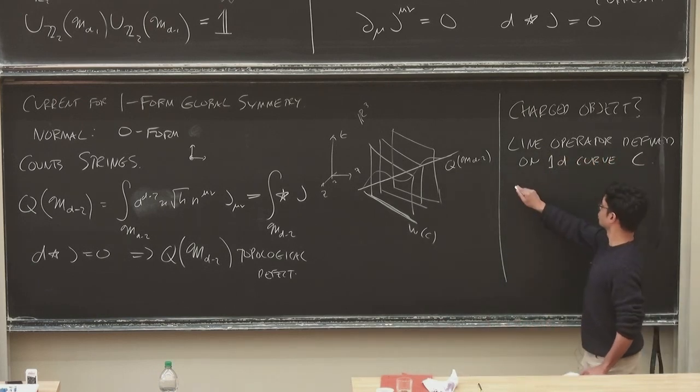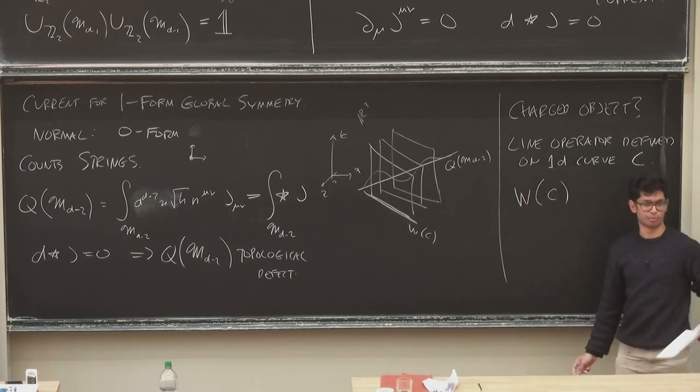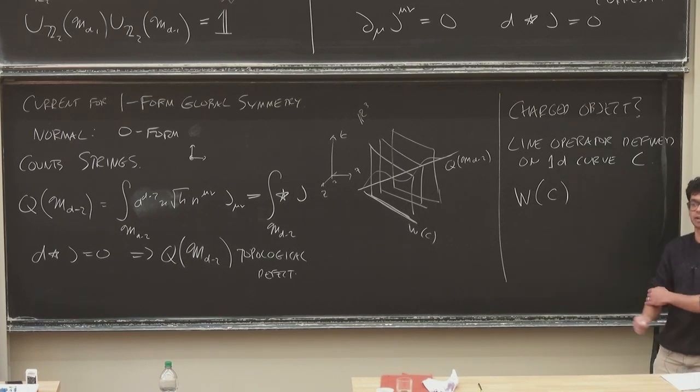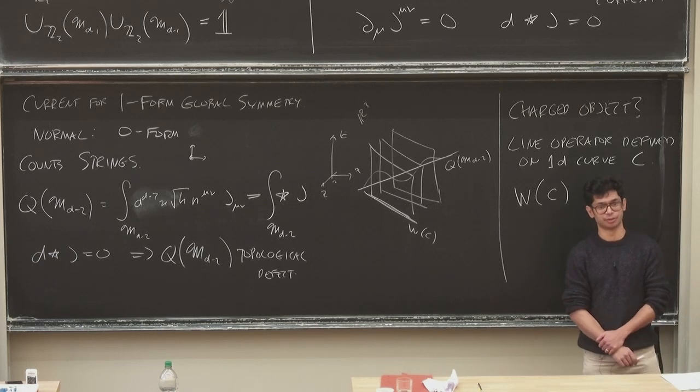Okay. So I will use the notation W of C to refer to most line operators. This is, of course, inspired by Wilson lines, and we'll see soon that Wilson lines are an example of this sort of line operator, though not in every theory, only in some theories. Okay?